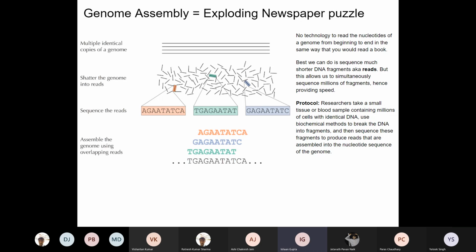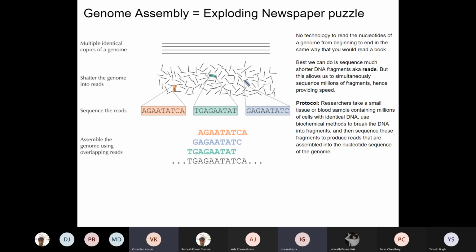No technology is currently there to read the nucleotides of a genome from beginning to the end, just like we read a book, but technologies are coming up like nanopore. The best we can do is to sequence much shorter DNA fragments, also known as reads. And this allows us to do a lot of simultaneous sequencing, because you are fragmenting, you can simultaneously sequence a lot.